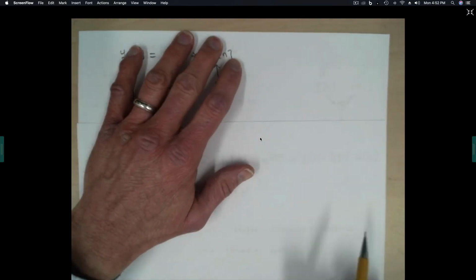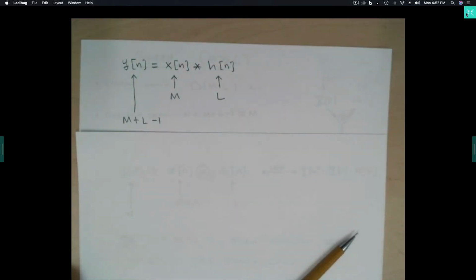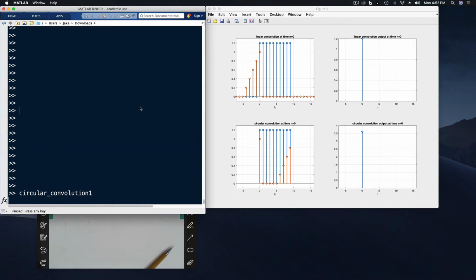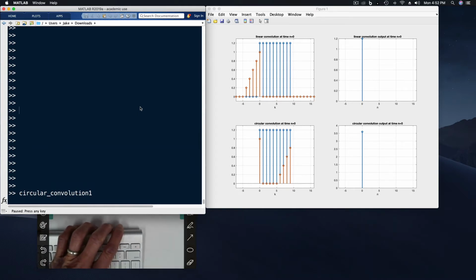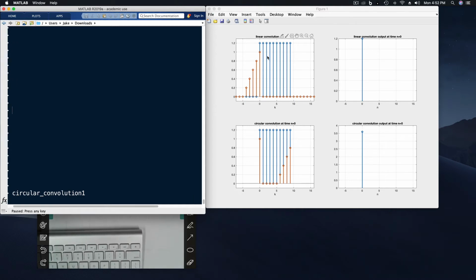Okay, so let's jump into a Matlab example so that we can study this a little bit more and get an idea of what's happening. In this example, I am convolving two sequences. The first sequence is a sequence of ones, and it looks like it's length 10. Let's suppose that's the x sequence. And then we also have this sequence that's indicated in orange here, let's suppose this is h.